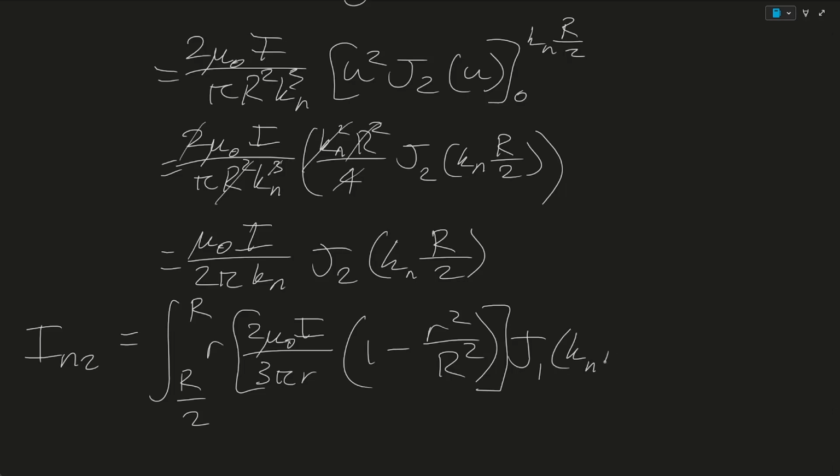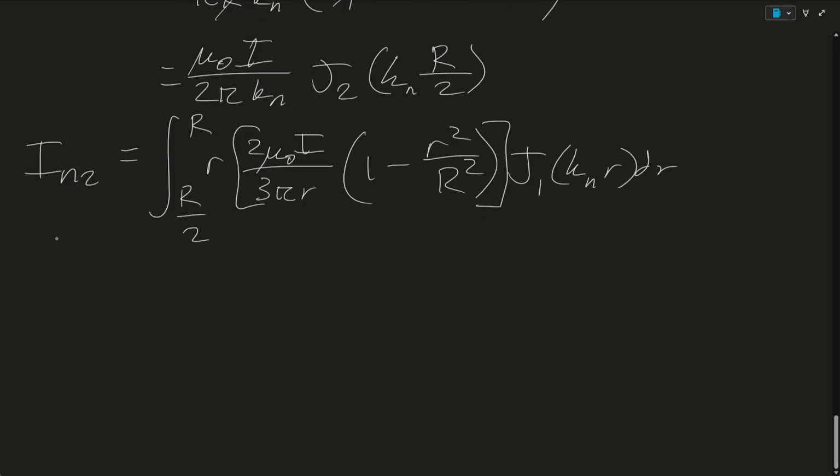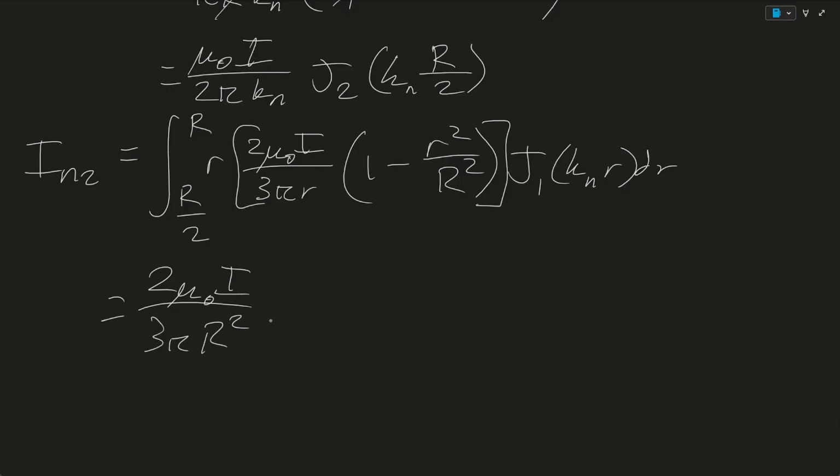J1 kn r dr. Cool. Pull it out again. 2 mu naught I. It's very formulaic, this. 3 pi r squared, but it's sort of knowing what to do when is the bit that, goodness gracious, it's the bit that I really, it took time. It took me a while to work out how I was doing these.